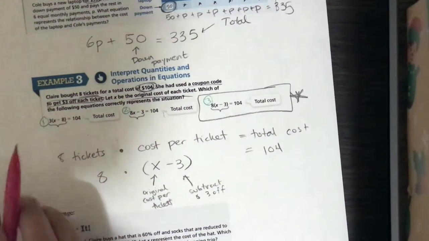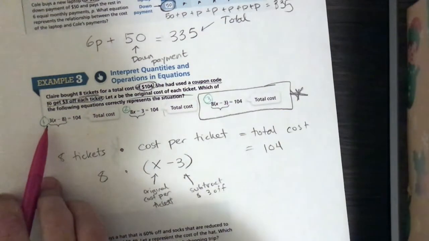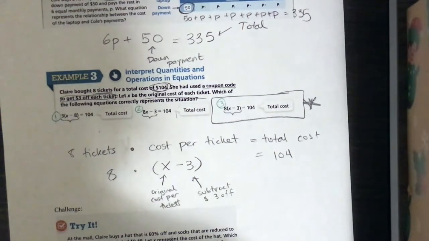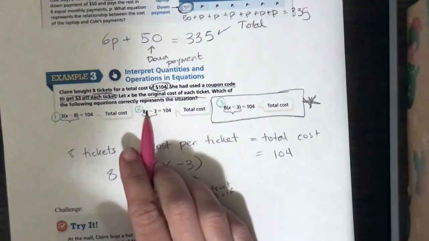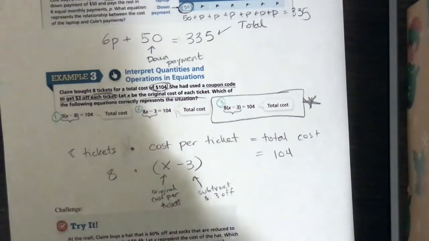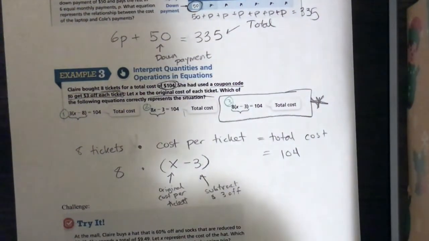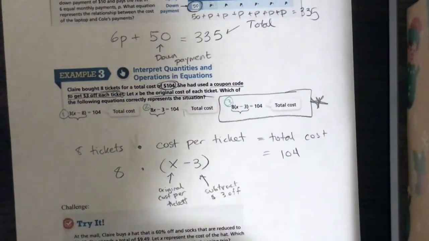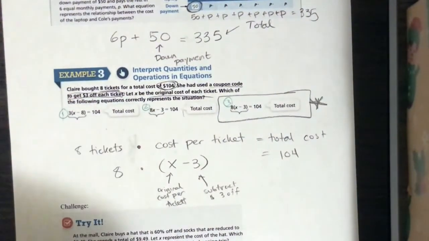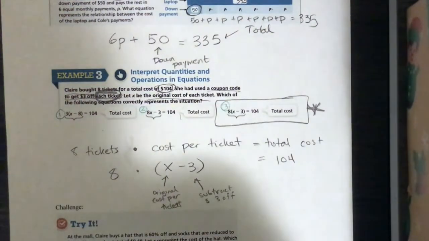In number 1, they switched the 3 and the X. So number 1 would be saying that Claire only bought 3 tickets and she had an $8 coupon, which is not the case. And then in number 2, this would be saying that she took $3 off one time. So it's like she paid 8 times for the original cost of the tickets, and then she just got $3 off total. But in this situation, Claire didn't get $3 off total, she got $3 off each ticket. So that minus 3 has to be in the parentheses.